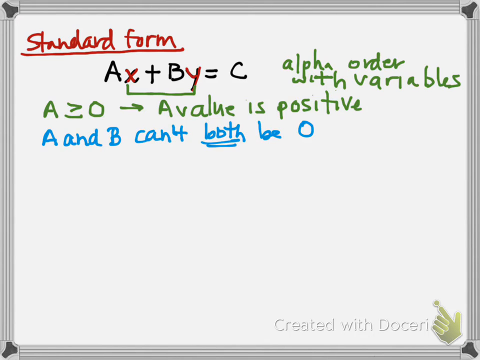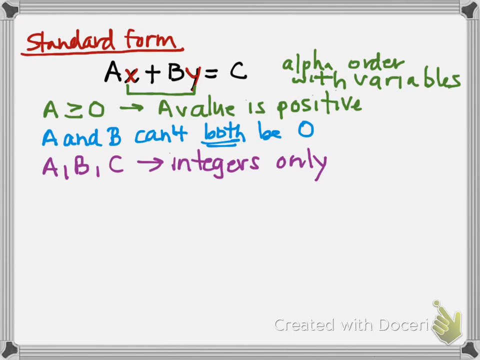Let's talk about all 3 of them together. A, B, and C are all numbers, but they're particular types of numbers. They're integers only. Okay? So what does that mean that A, B, and C cannot be? If you can only have integers, what can you not have? What are numbers that are not integers?